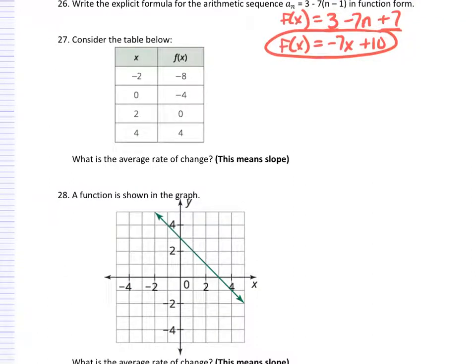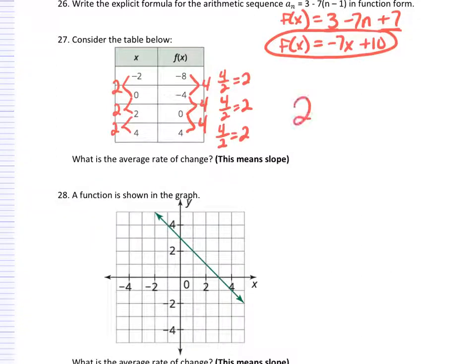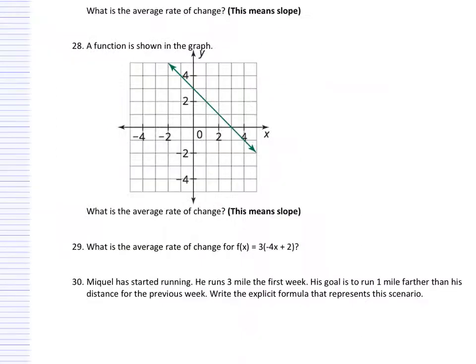Number 27, the average rate of change, otherwise known as the slope. From negative 8 to negative 4, it went up 4, went up 4, went up 4. Over here on the x side, it goes up 2, and up 2. So every time it looks like it's 4 over 2, which is 2. And I get the same slope every single time, which means it's linear, and my slope is actually 2.